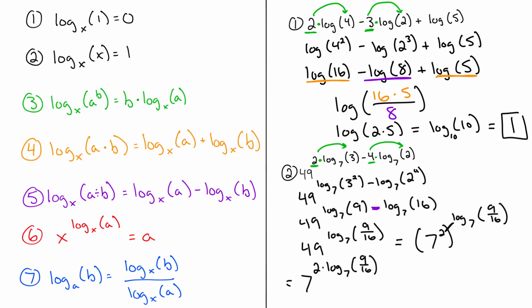Now I'm going to utilize property 3 again because I am multiplying by a number in front, so I can bring that inside as a power. That's going to leave me with 7 to the power of log base 7 of 9 squared is 81 and 16 squared is 256. Now the base of the exponential is equal to the base of the logarithm. Now we are utilizing property number 6. Because again, the base of the exponential is equal to the base of the logarithm. Therefore, those two things just kind of cancel each other. And you're left with the answer of 81 over 256 as our final solution.